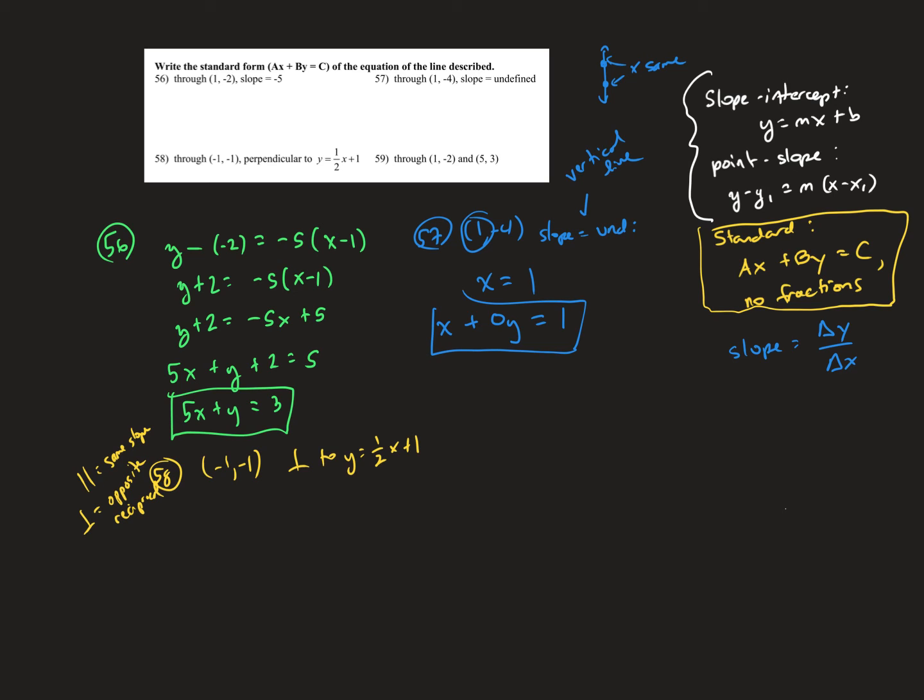So the slope of the line I'm given is 1/2. If it's going to be perpendicular to that, I have to change the sign, so it'd be negative, and flip the fraction. So the slope would be -2/1, which is -2, of course.